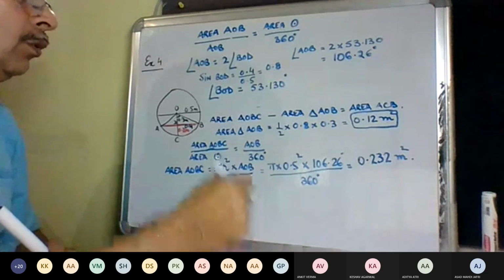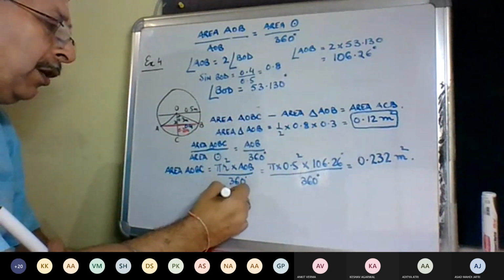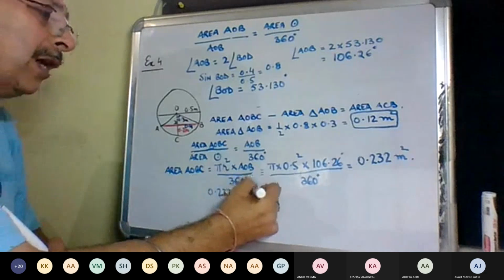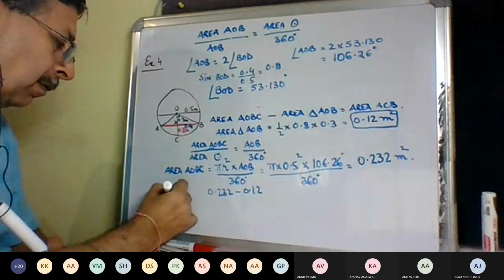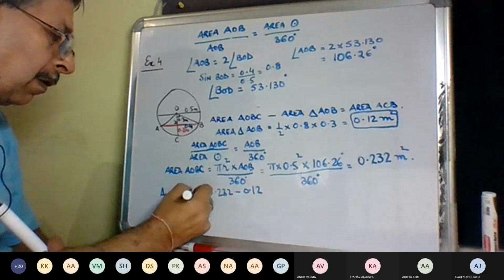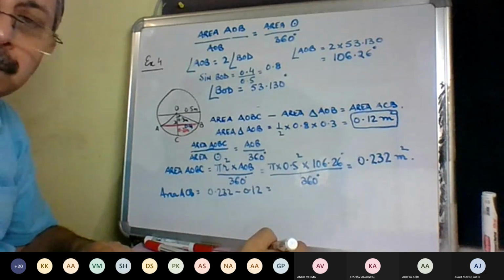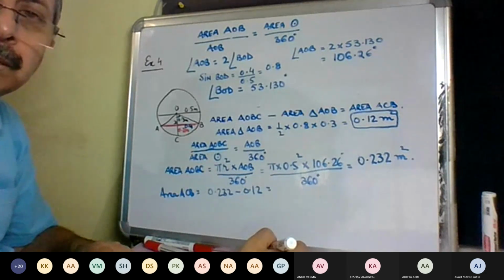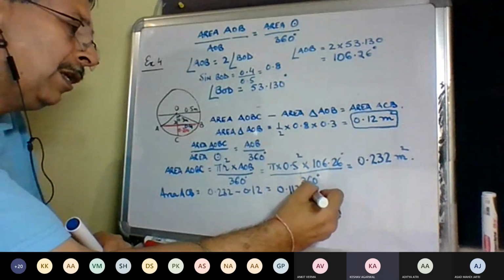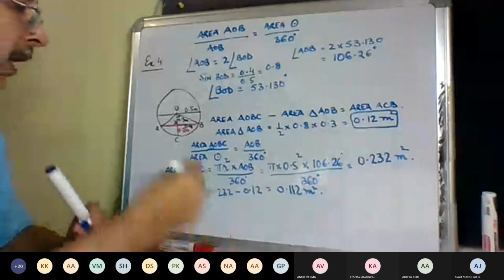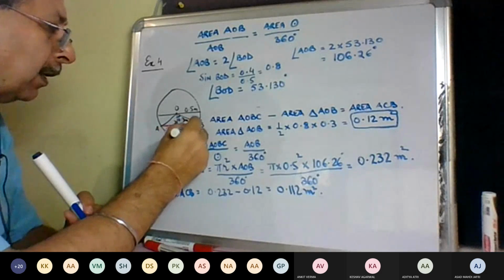So from AOBC, I subtract the area of the triangle. So 0.232 minus the area of the triangle, 0.12, will give me the area of ACB. Sir, 0.112. So many meter square is the area of ACB. This is my underwater area.